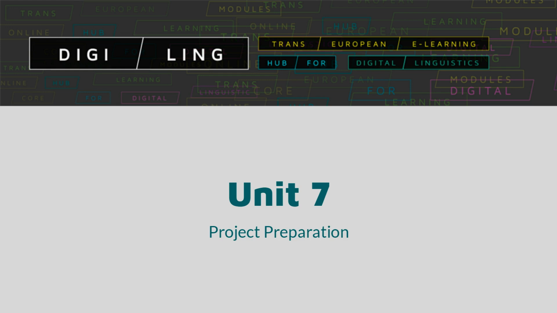Hello, and welcome to Unit 7, the project preparation stage. By this stage, the client has accepted the quote and the project has moved into the planning and preparation stage, in which the source files will be processed for use within the CAT tool environment, and localization kits will be prepared and sent out to translators.